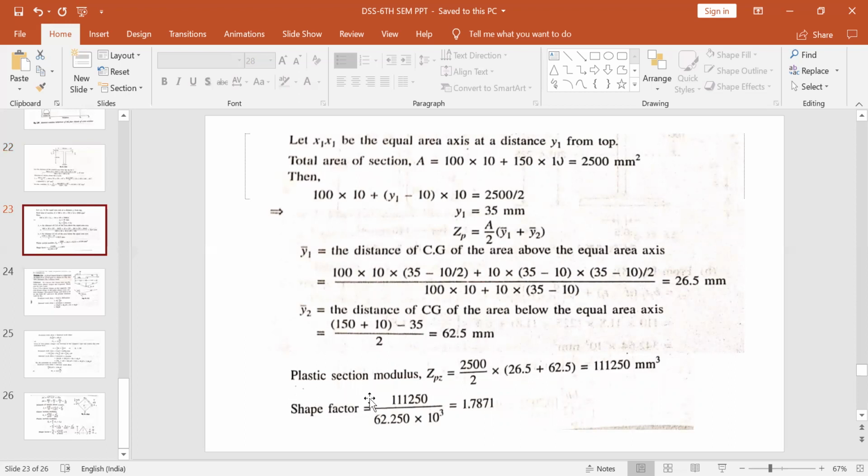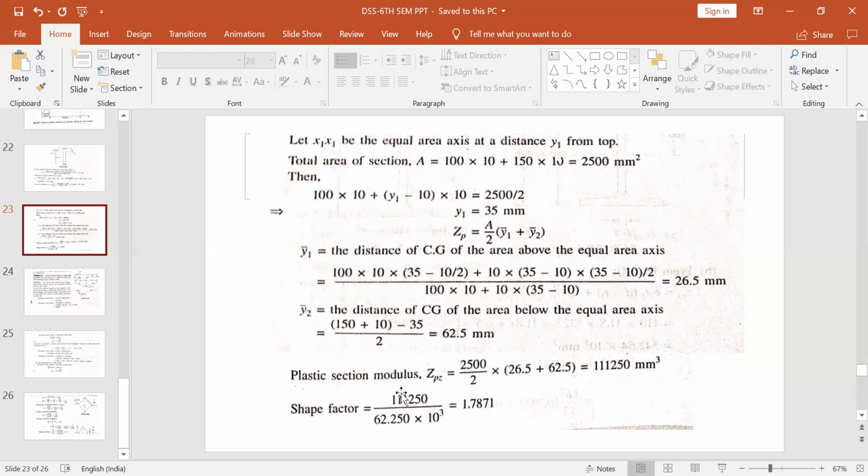Now find out what is the plastic section modulus. This PZ is A by 2 into (y1 bar plus y2 bar). This was the formula that we have derived. So put all these values, you will get 111250 millimeter cube. Okay. Now what is shape factor? Shape factor is the plastic section modulus divided by the elastic section modulus. Okay. So this gives us a value of 1.781.